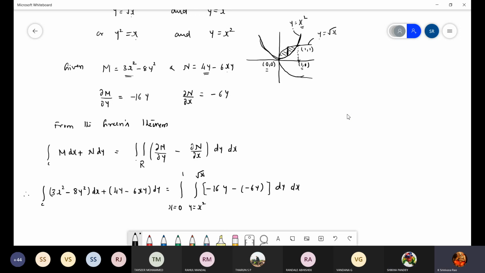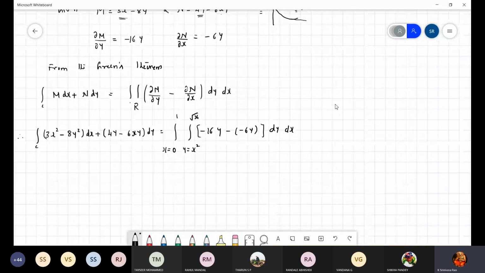So the only thing here is the substitution of limits. See, they will not give them. You can observe the problem. Yesterday we saw question paper problems only. They will not give the limits. They will give the curve. So you should draw the curve. You have to work out what is the limit for x and what is the limit for y.